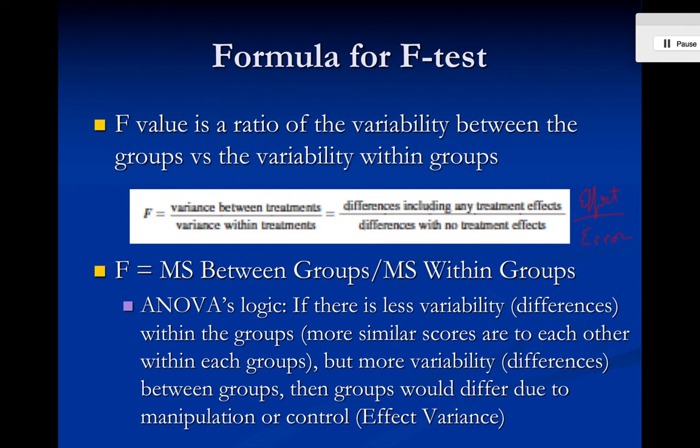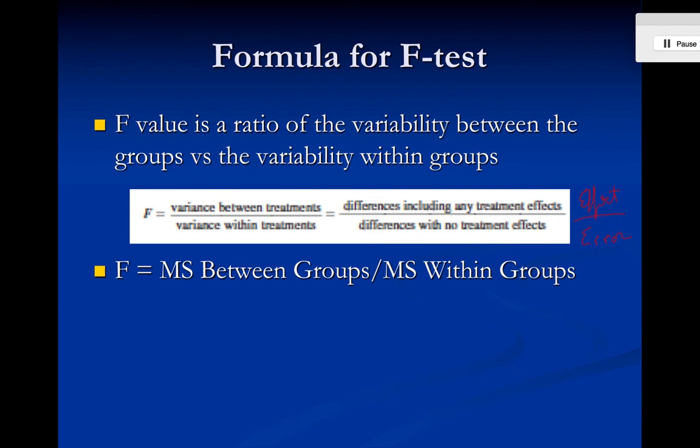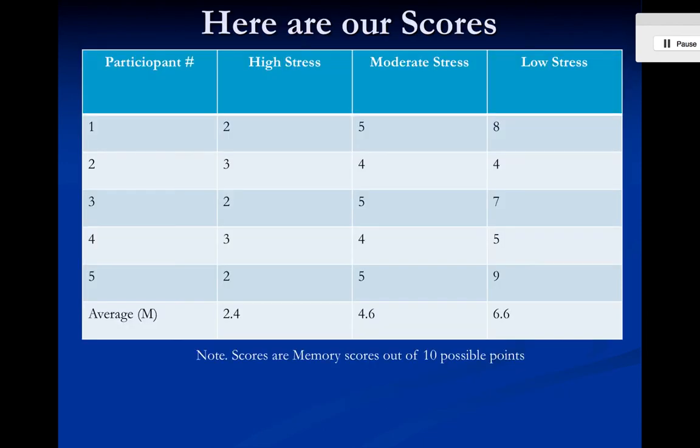So in other words, what ANOVA is doing is saying the following. If we have fewer differences within the groups, so scores are more similar to each other within the groups, but there are more differences between the groups, then we would expect the groups to differ because of my manipulation or my control. Now you're probably thinking to yourself, I have no idea what you're talking about. So let's go back here to our data.